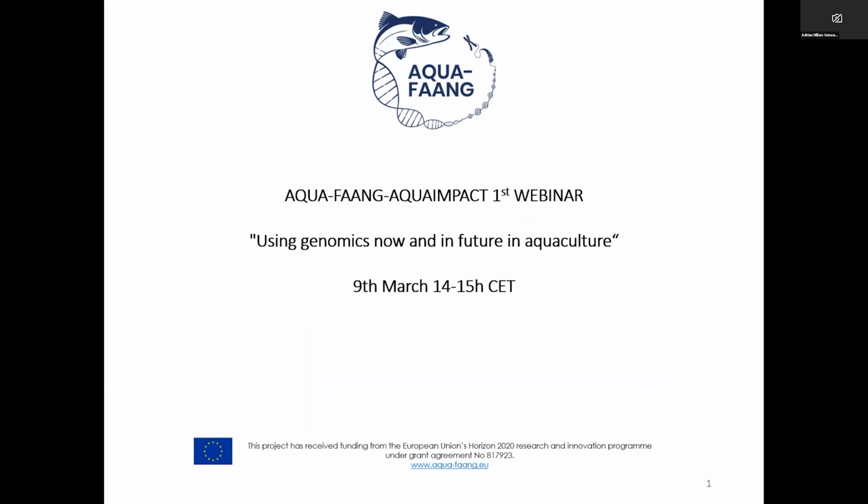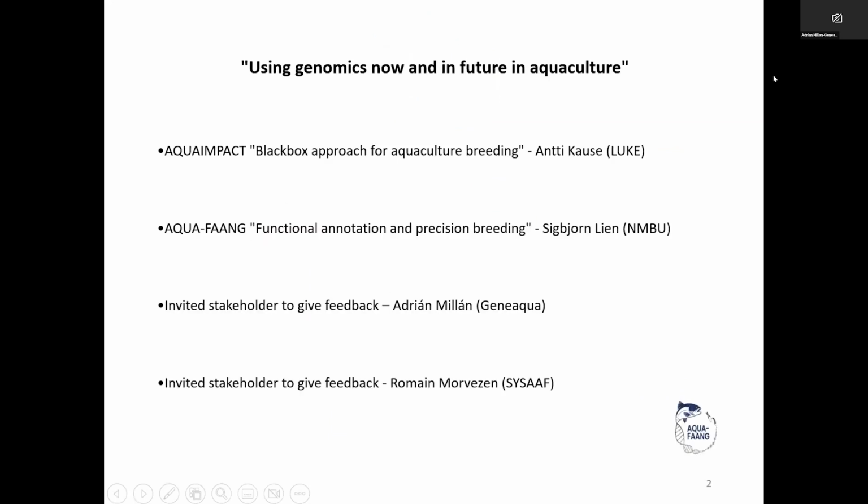We're talking about the first webinar, the use of genomics now and the future in aquaculture. Before, we had some presentations: Antti, who talked about the black box approach to aquaculture, and now Sigborg with functional annotation and precision breeding, the topics of AQUA-FAANG. Now I will explain our vision, or our scenario, from our company, Geneaqua, in Spain. And then Romain will add more information.